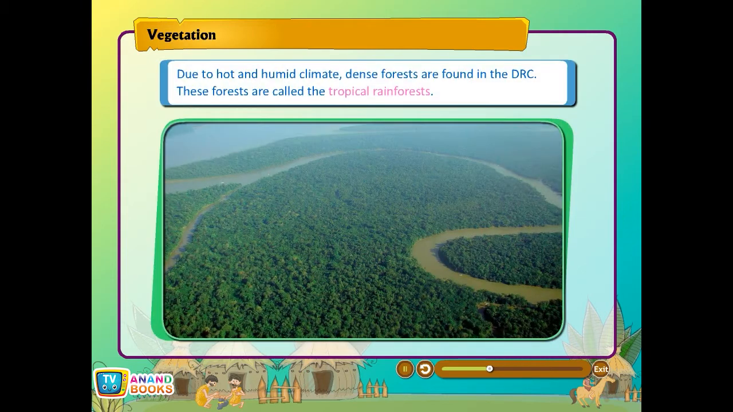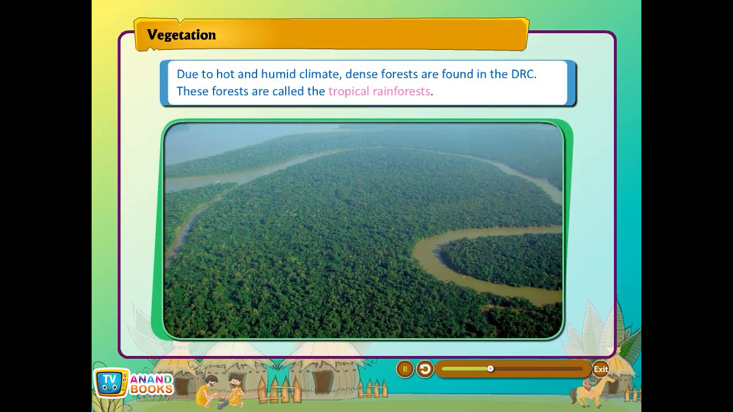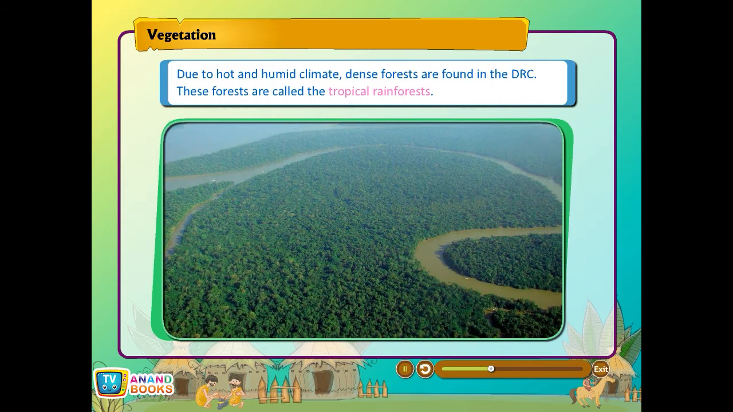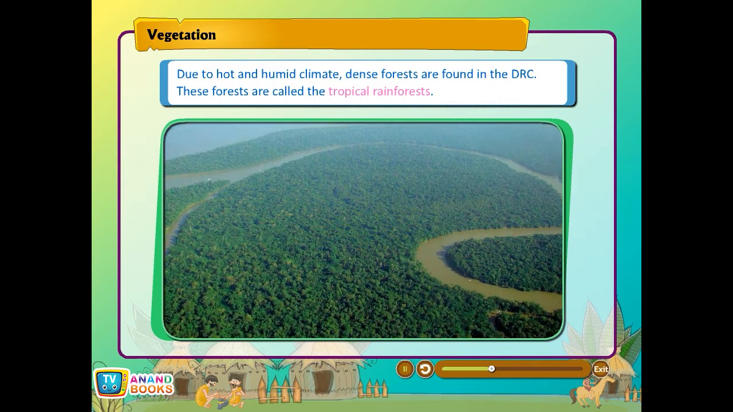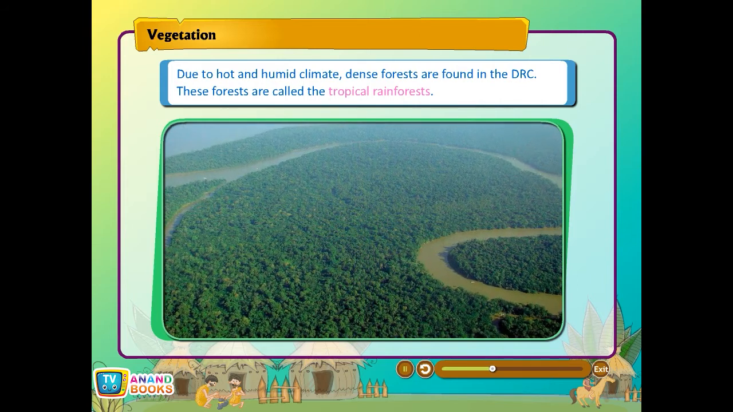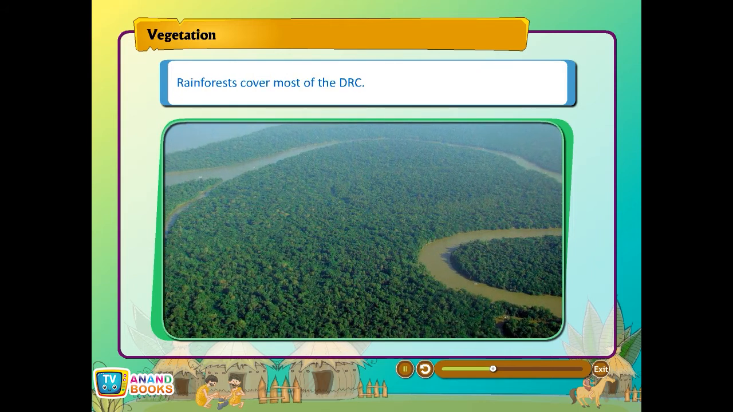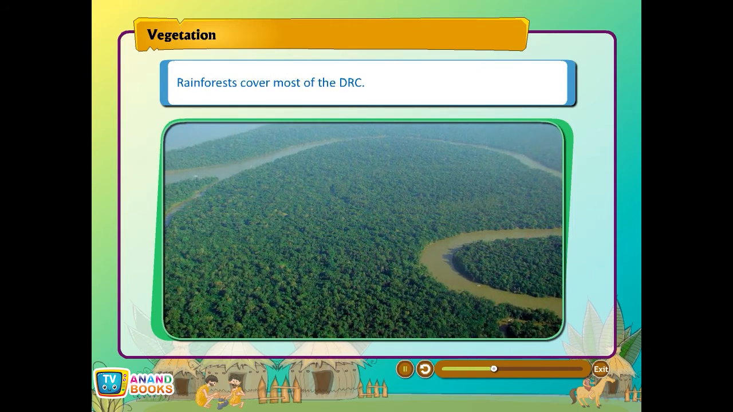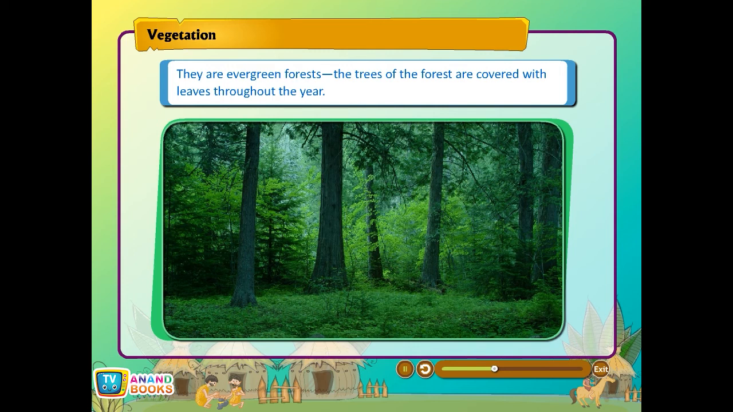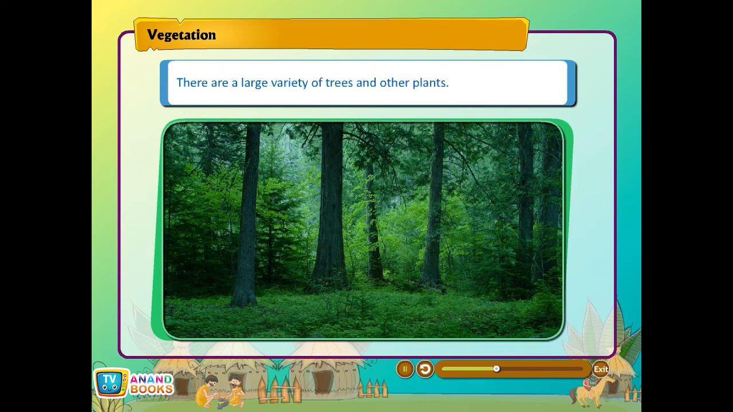Vegetation. Due to hot and humid climate, dense forests are found in the DRC. These forests are called the tropical rainforests. Rainforests cover most of the DRC. They are evergreen forests. The trees of the forest are covered with leaves throughout the year. There are a large variety of trees and other plants.